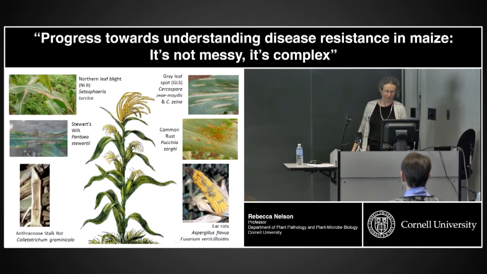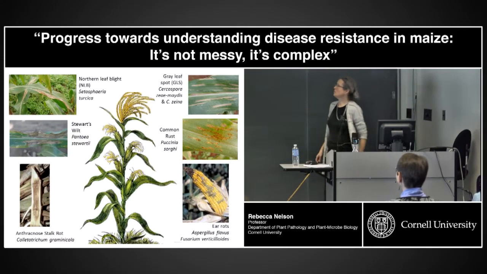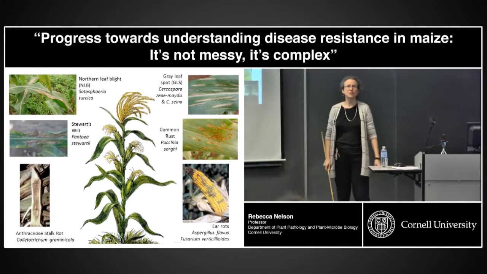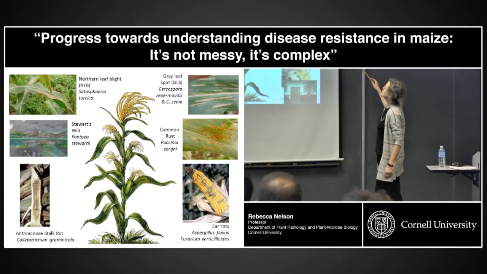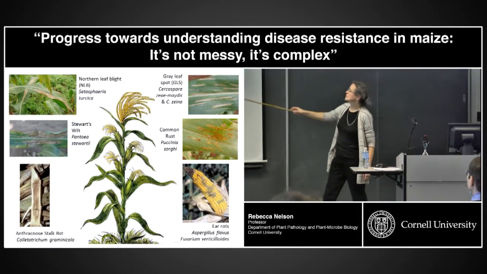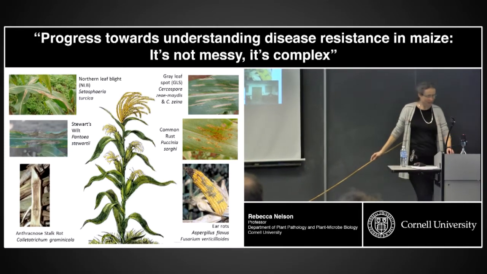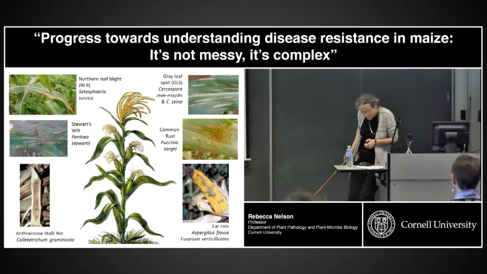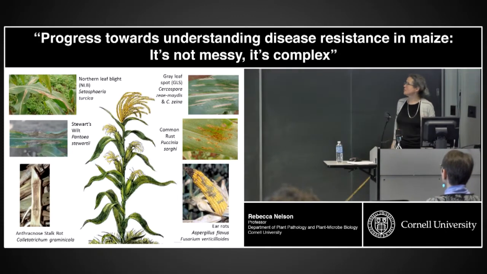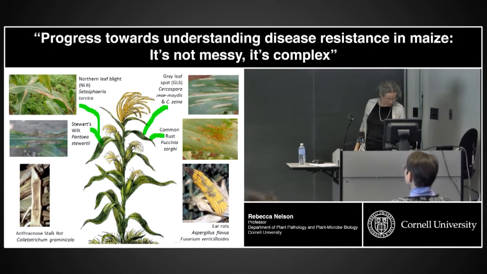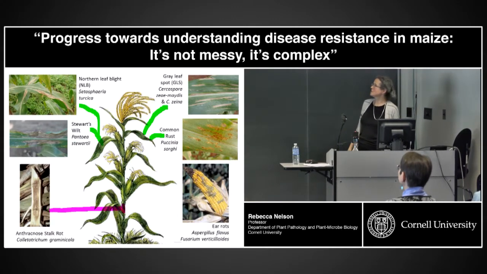So we work on a series of pathosystems of maize. Northern leaf blight, gray leaf spot, and common rust are fungal diseases, and Stewart's wilt is a bacterial disease. So those are foliar diseases.